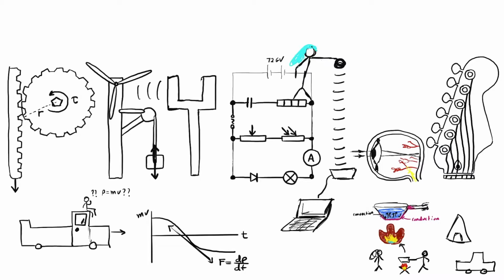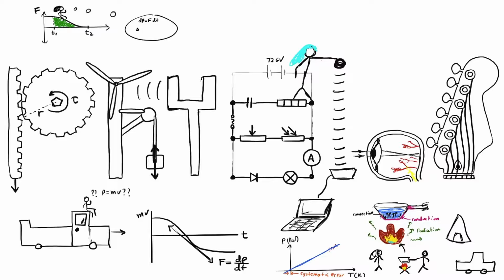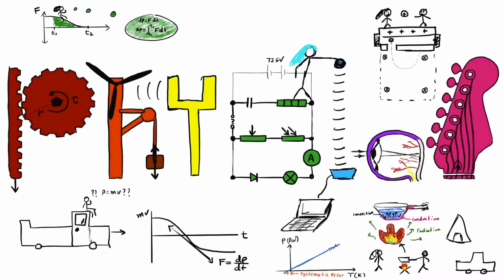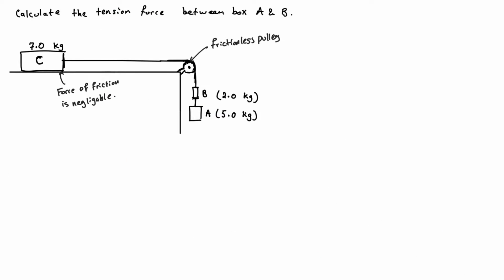In this video lesson, we will be looking at two examples on forces, focusing on the second and third law of motion. In this question, we're asked to calculate the tension force between box A and box B. Let's look at the situation.